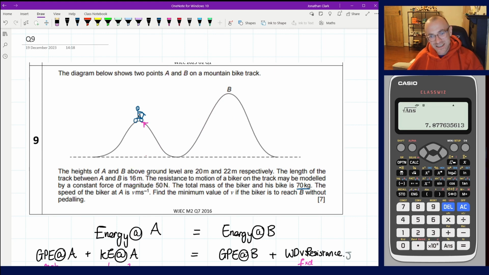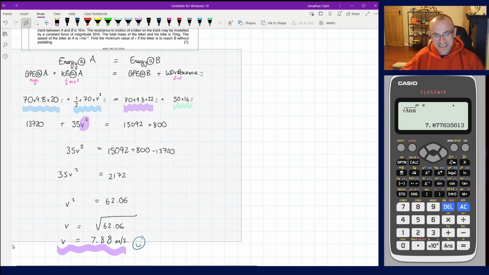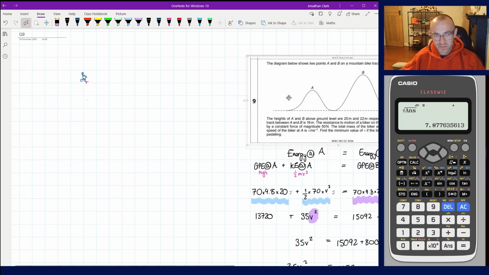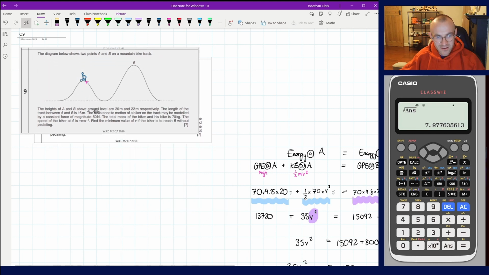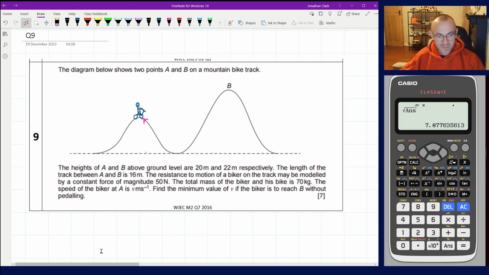So we have got a little bit more to get rid of first of all. This is devastating, guys. Let's move this over there. Get the question back, and let's make sure the cyclist can be seen. Fantastic. Right, back at it. So this is a situation where we've got a cyclist on a mountain bike track, and we are given the heights above ground level for A and B, 20 and 22 meters respectively.